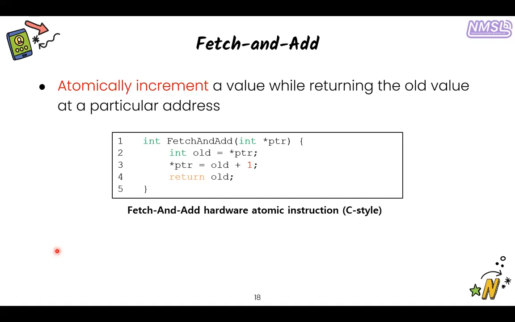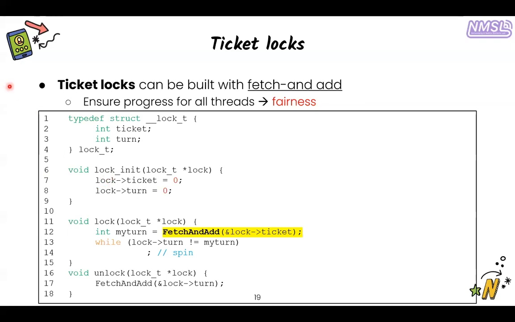Again, very simple concept here. You increment a value while returning the old value at a particular address. Okay, so when you have a pointer, it returns the old value, and the pointer becomes old plus 1. So we're going to use something called ticket locks based on the fetch and add.